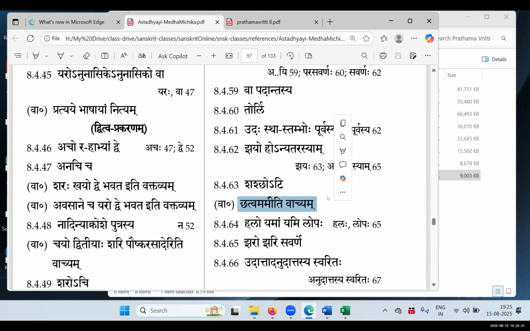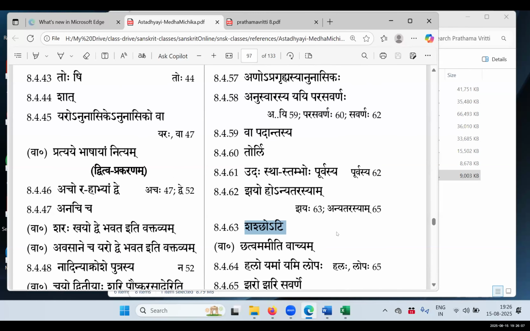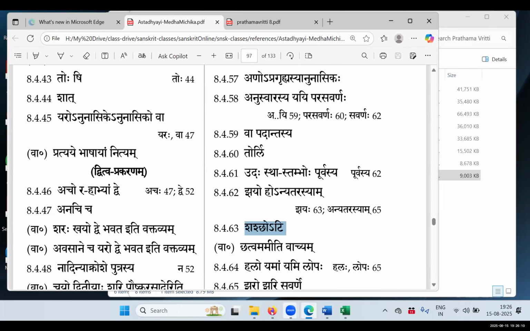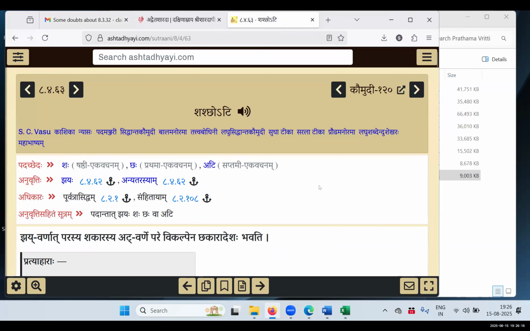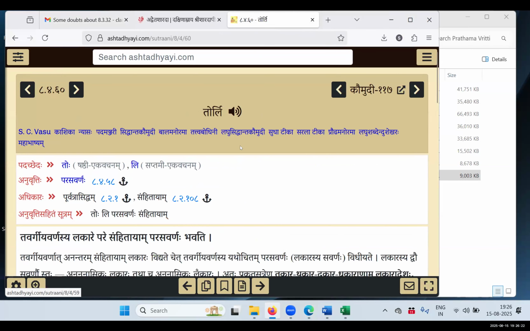That's the vartika. I told you ami. What will happen? Chatvam. Chakara is coming in the place of shakara. The sutra should not have been shashchoti, but should have said shashchomi. Therefore, Vartikara said chatvam amiti vachyam. Okay, so these are the sutras we have seen. Now once you know this, it's easy for you to go and look at it in Ashtadhyayi, right? Are you seeing the Ashtadhyayi or not? Good. So these are the sutras we've seen.